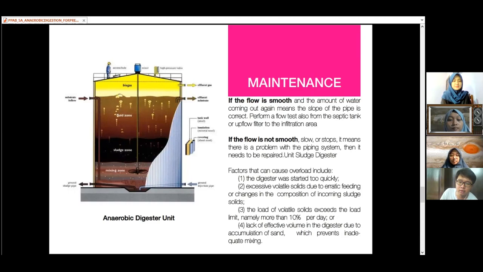And there are factors that need to be considered before we do the maintenance process. The first factor is the digester may start too quickly, and the second is excessive volatile solids due to erratic feeding or change in the composition of incoming solids. And the third, the load of volatile solids exceeds the load limit, namely more than 10% per day. And the fourth is lack of effective volume in the digester due to accumulation of sand, which prevents adequate mixing.